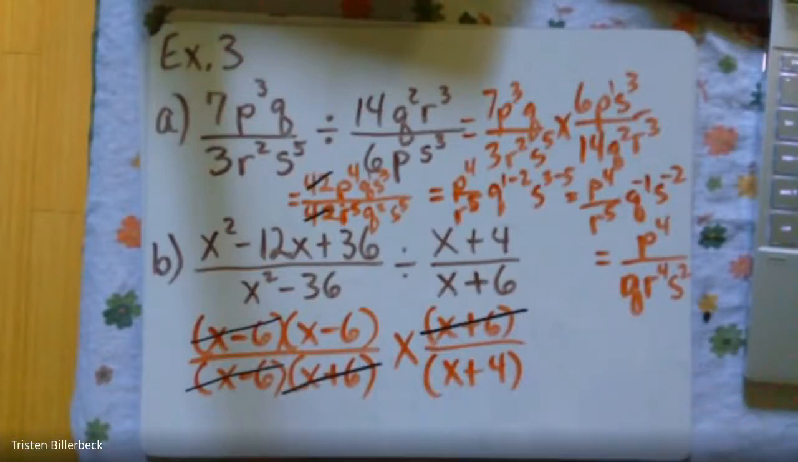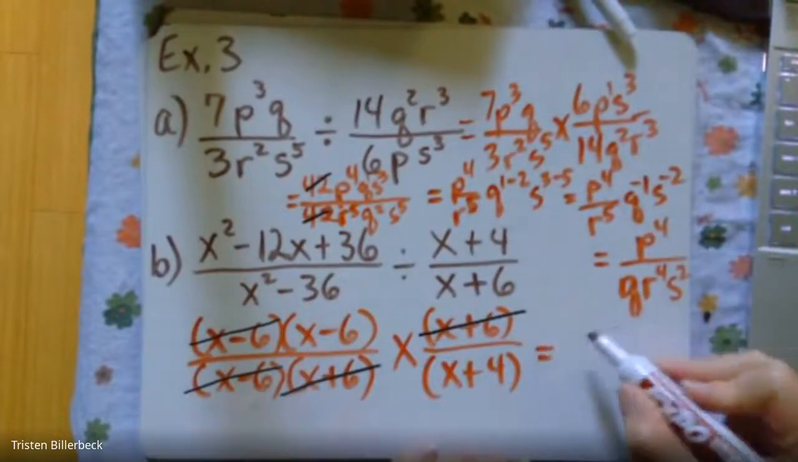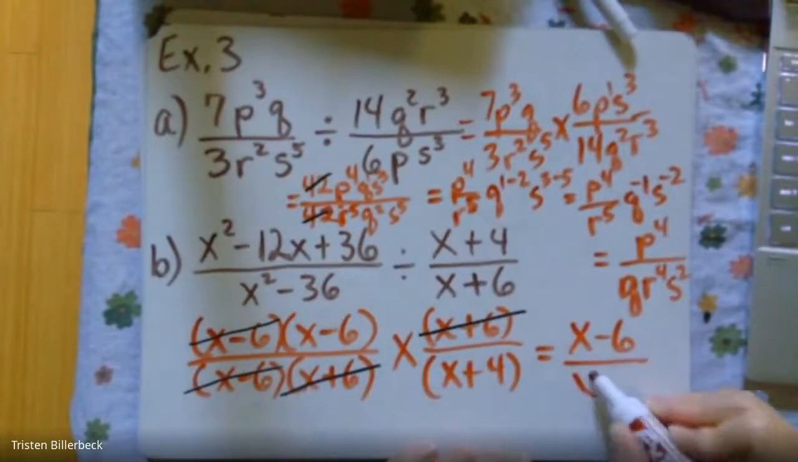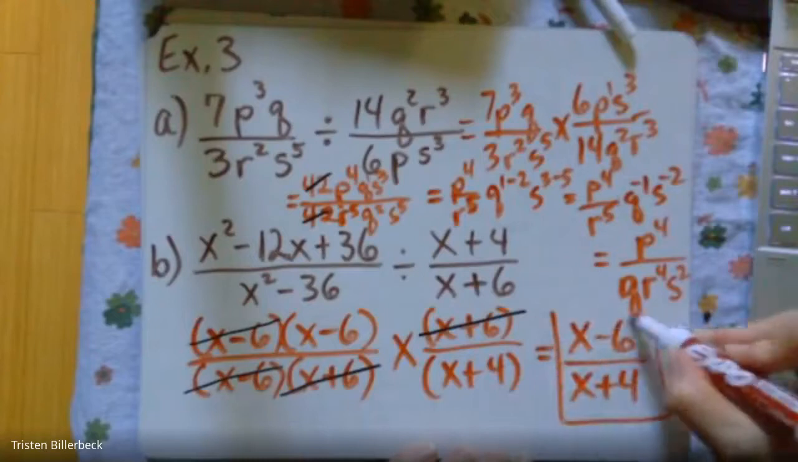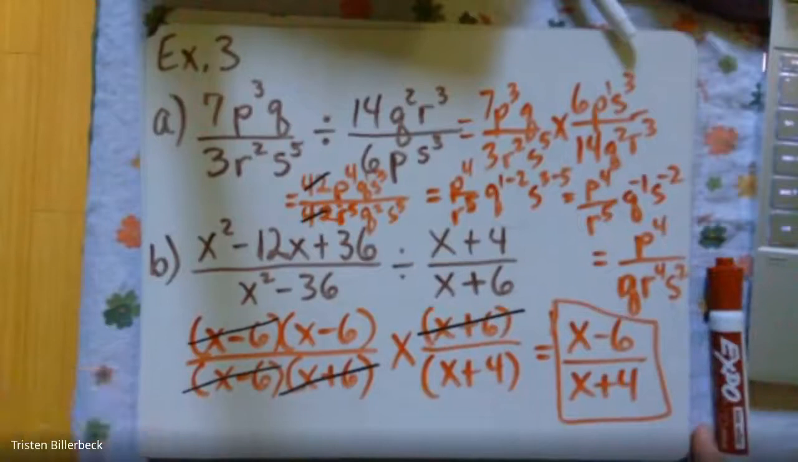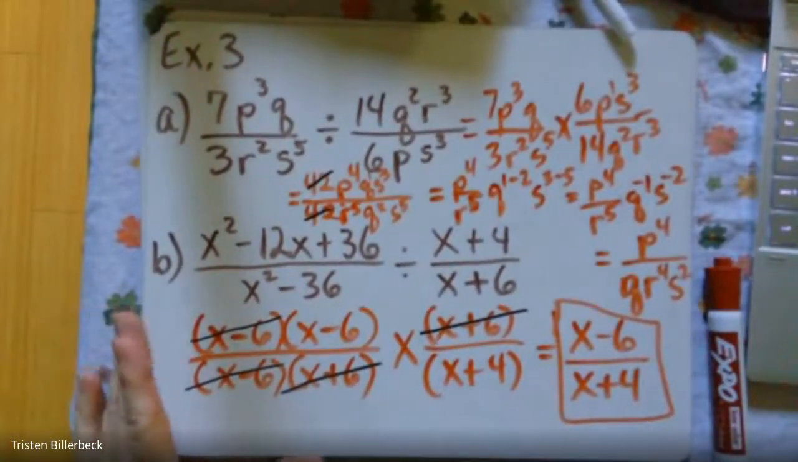Goodbye. And what we're left with is very simple: x minus 6 over x plus 4. And that is the answer. Sometimes it looks very ugly, but the answer is hiding in there. It's just a puzzle. It's a Where's Waldo game. So find the factors and then have fun doing your cancellation wars.